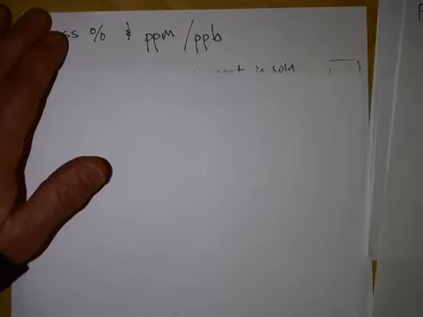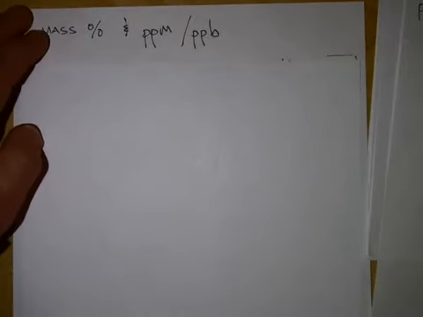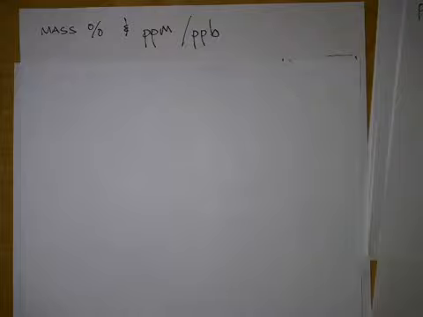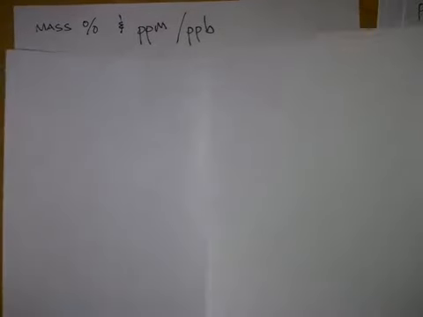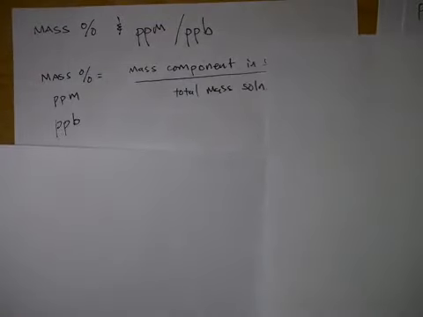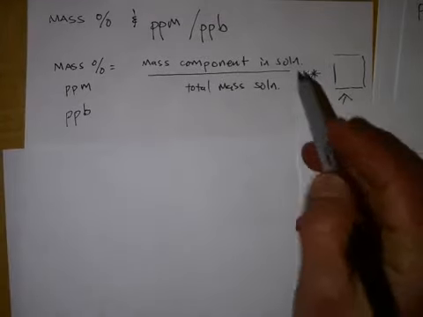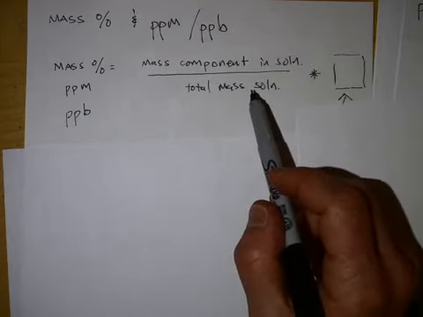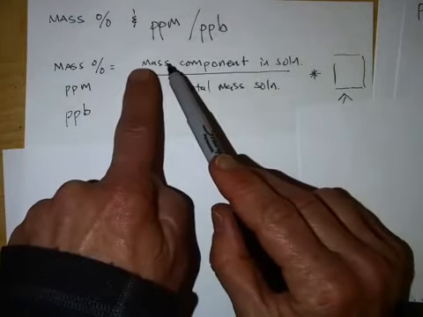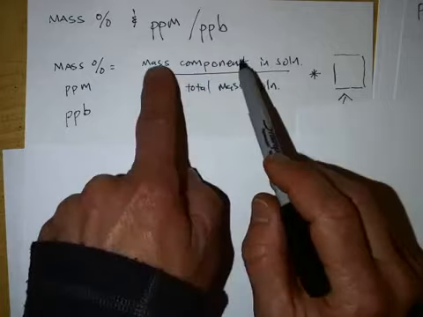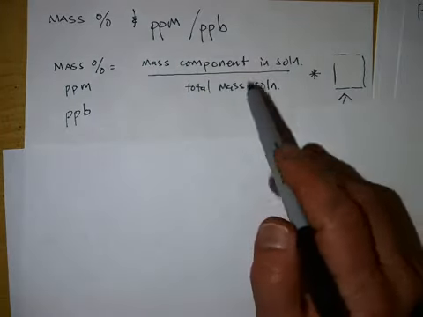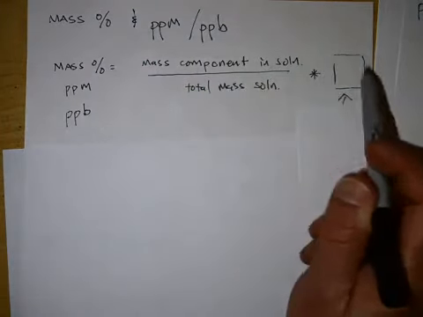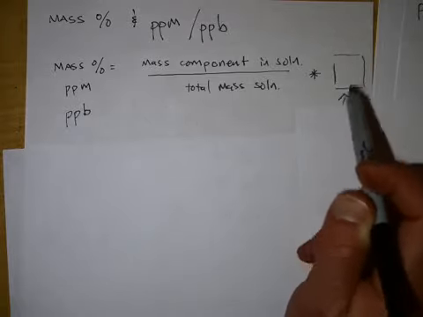Mass percent, parts per million, and parts per billion. All three of these are calculated the same way. I take the mass of my component in my solution, divide it by my total mass of solution. I always say it's easiest to have the mass in grams and the mass in grams, because then the grams will cancel with the grams. And then you multiply it by this box right here.